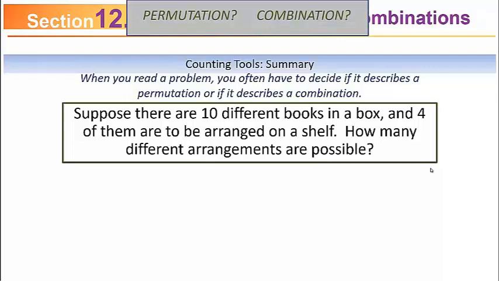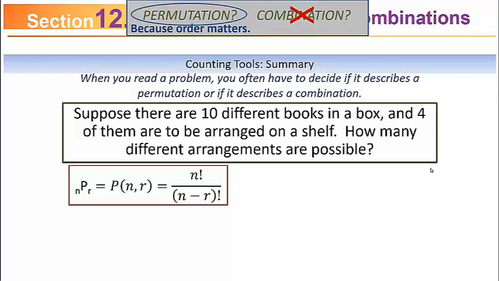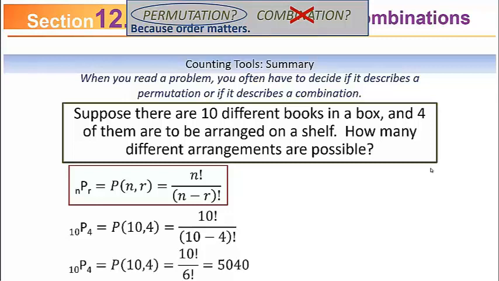That makes it a permutation because order matters. If you get that wrong, of course your answer will be wrong. You have to know here that order matters. You're making arrangements. By definition, that's order. So I use the permutation formula, plugging 10 in for N and 4 in for R. 10 books, 4 at a time. So that's 10 factorial over 6 factorial. And if you do the calculation, that comes out to be 5,040. There are 5,040 different arrangements of 10 books taking 4 at a time on a bookshelf.